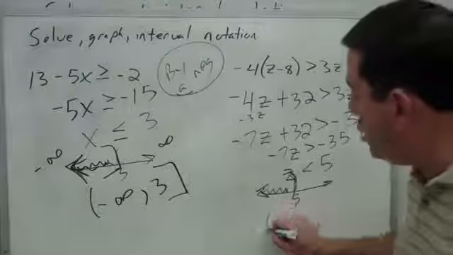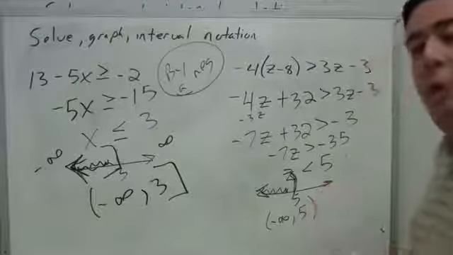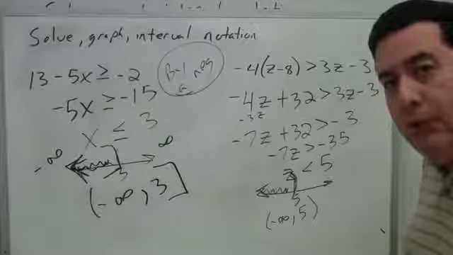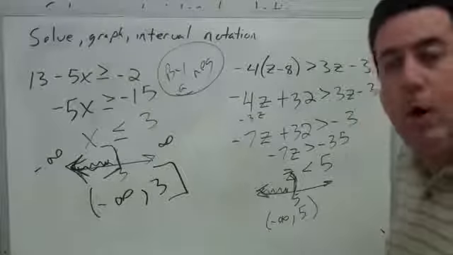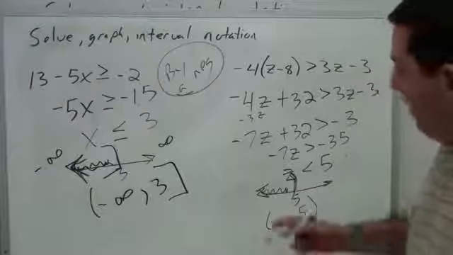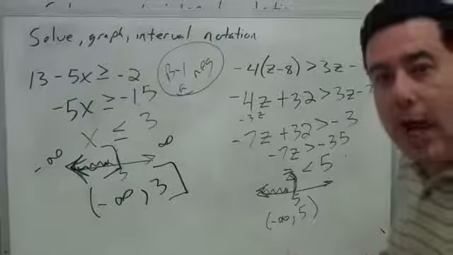Our interval notation goes from negative infinity up to 5. We've got parentheses on both sides because an infinity always gets parentheses, whether it's negative or positive. We've got parentheses on the right-hand side because the 5 was not included.